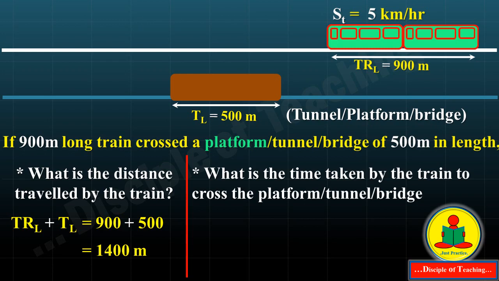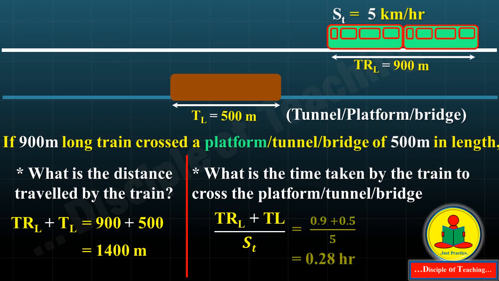And what is the time taken by the train to cross the platform? As we know already, time taken is equal to distance divided by speed. Here distance is the total distance traveled by the train and the speed is the speed of the train. Then the required answer is 0.28 hour. That's it.